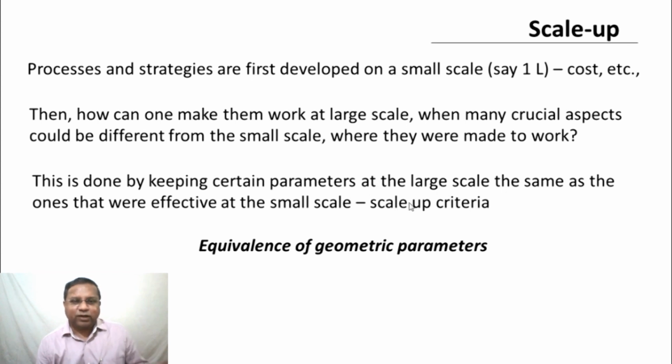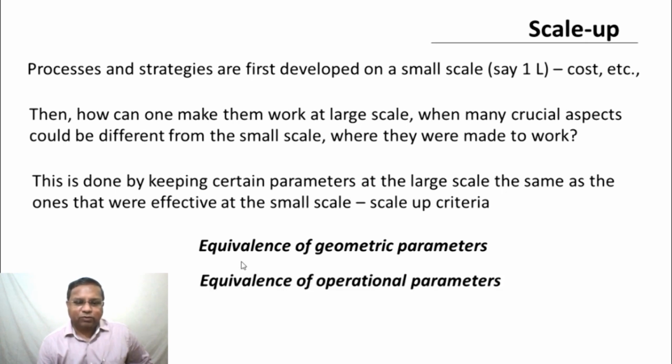During scale up, we cannot choose anything and have that as a scale up criterion. We cannot say that the diameter of the impeller should be the same, then it will not work, right? Or we shouldn't say that probably the shaft diameter should be the same. That doesn't make any sense. So appropriate things need to be the same at two levels, at the small scale as well as at the large scale. What is normally seen is equivalence of geometric parameters, as they are called, and equivalence of operational parameters.